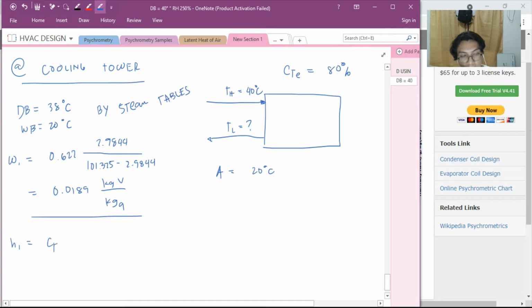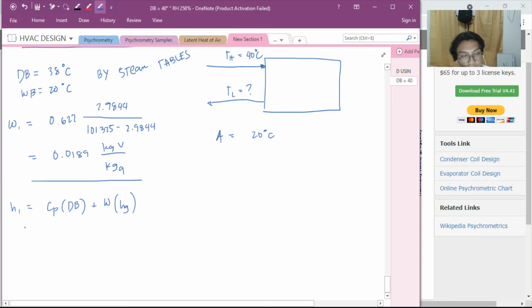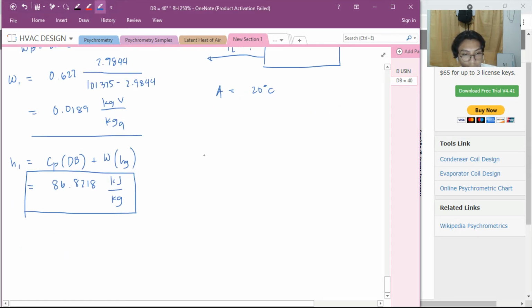Paano to? CP multiplied to DB, which is 38, plus W, yun nandito, tapos yung HG at the temperature. CP. That is equal to 86.8218 kilojoule per kilogram. You might want to check it. Pero sure ako dito sa answer na to. Now, anong gagawin natin dyan? Hanapin natin ngayon yung kanyang range. Diba cooling tower efficiency is equal to range over range plus approach.